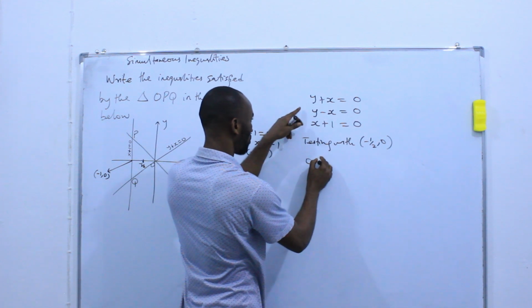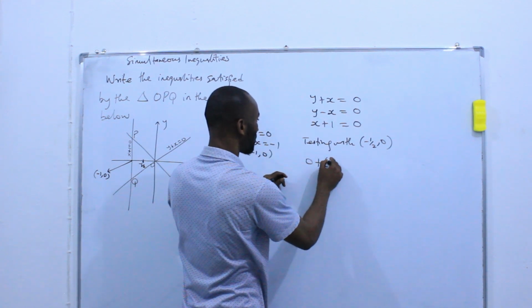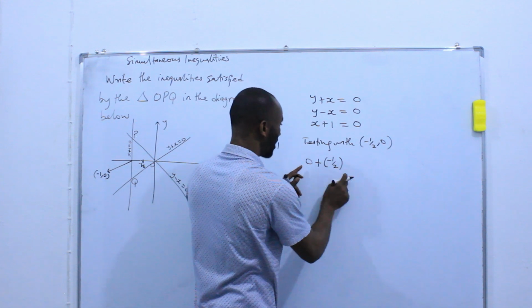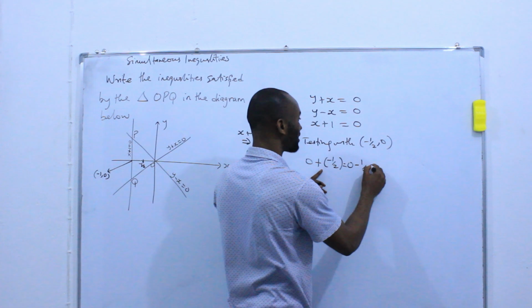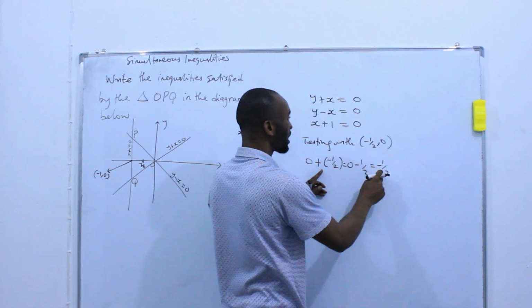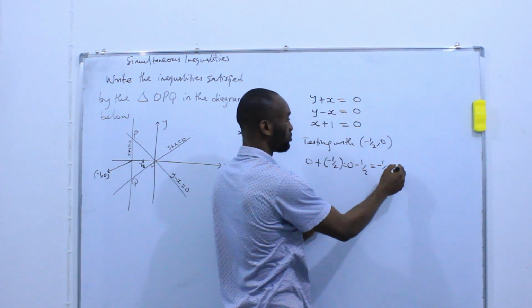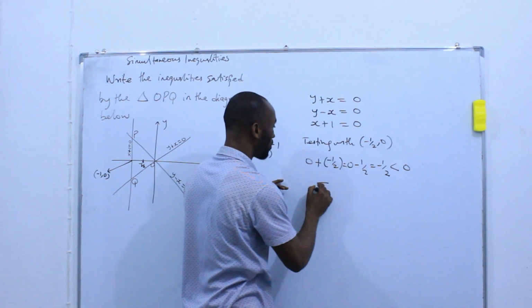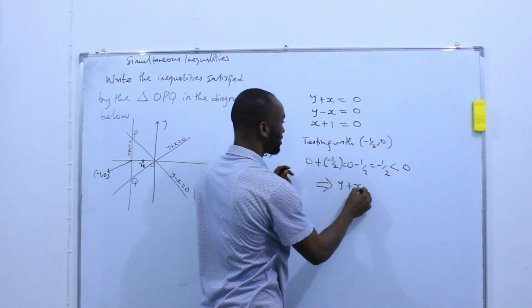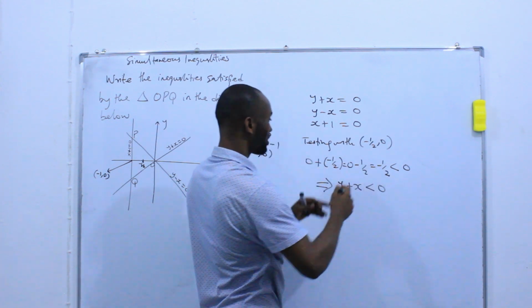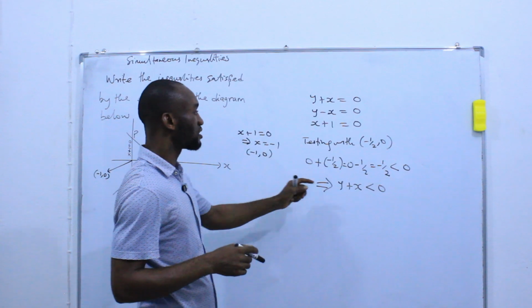0 plus x, which is minus half. Evaluate this, you have 0 minus half, and that is minus half. Now, minus half is less than what? 0. Minus half is less than 0. Therefore, we must have the inequality y plus x is less than 0. This is the inequality we have for this point.